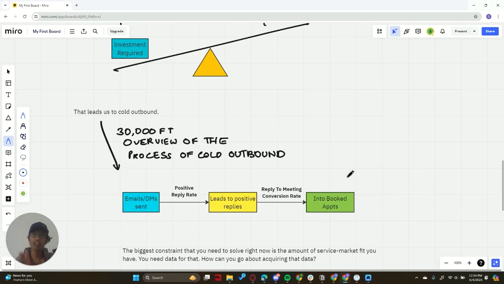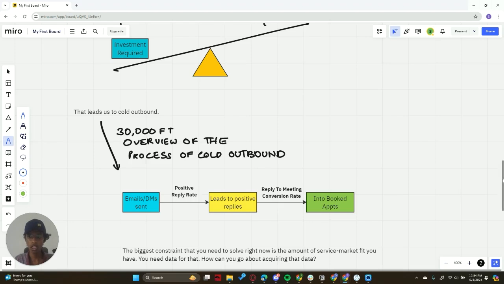So for 1,000 emails sent, how many positive replies are you getting? And out of those positive replies, how many meetings are you able to book? The biggest constraint that you need to solve right now, especially if you are below 10K per month, is the amount of service market fit that you have. You need data for that.